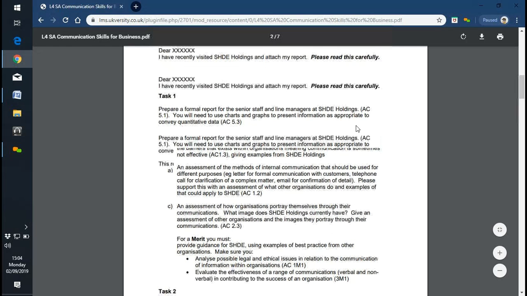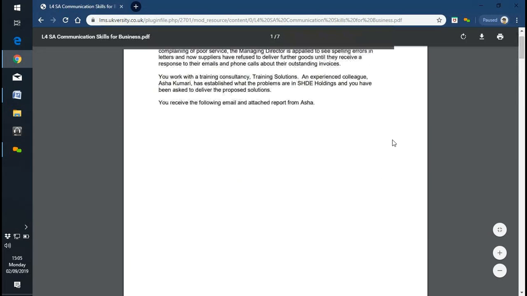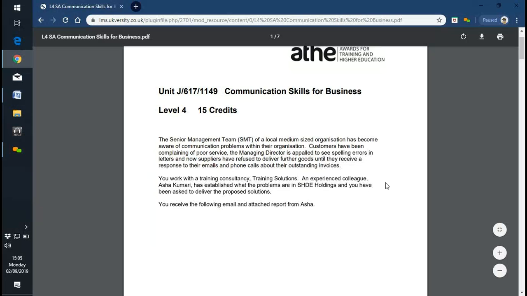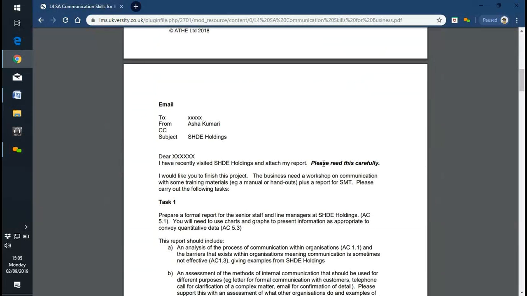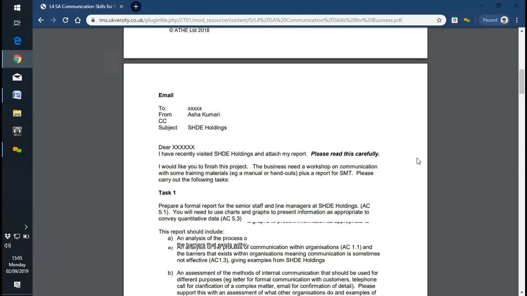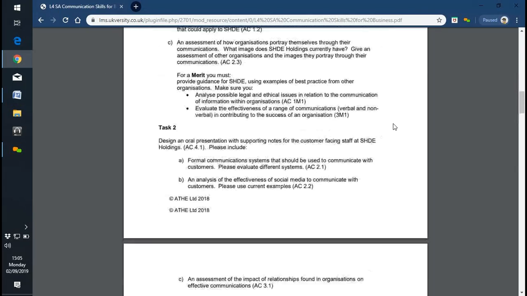In other words, this is the bit where it's gone wrong for them. You see, Ashir Kumar has done a report that you need to read. Attach my report. Please read it carefully. So you need to read the report and then you can work from there.